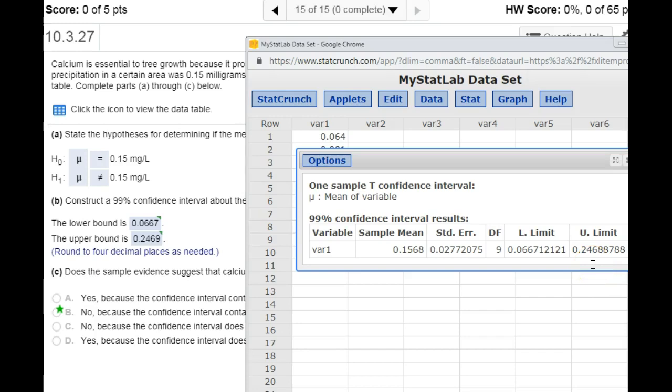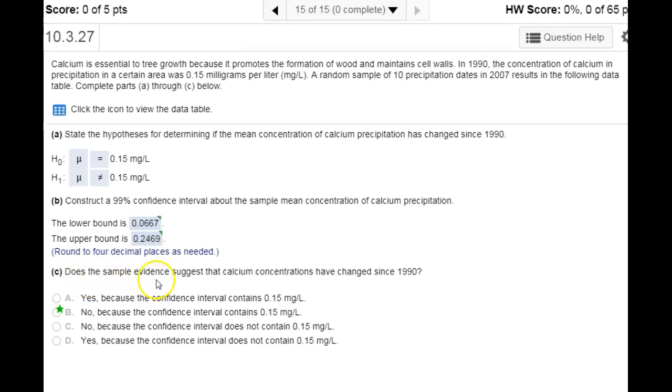Now we want to interpret that in terms of the problem. Does that sample evidence suggest that the calcium concentration has changed since 1990? Well, our null hypothesis is actually in between the lower and upper limits. So it's definitely plausible that that null hypothesis is true. We would not want to reject it because it's in between the lower and upper bounds here. So that is why we're choosing this option here. And we don't have enough evidence to really conclude that the calcium concentration has changed.